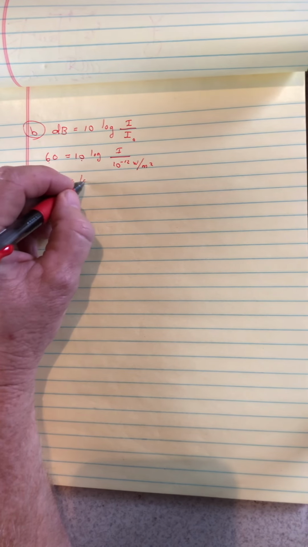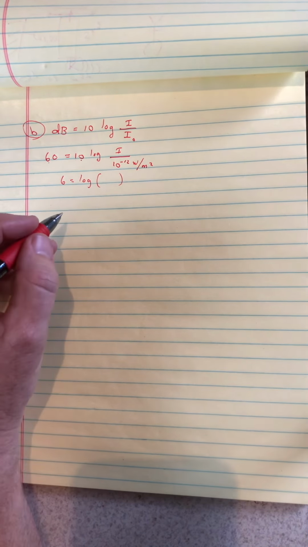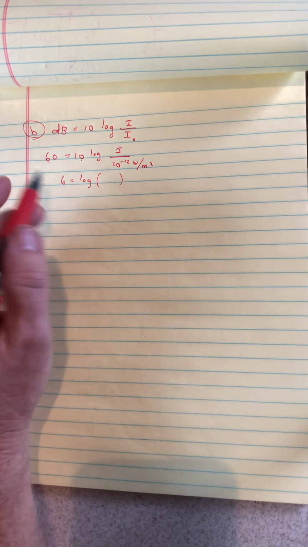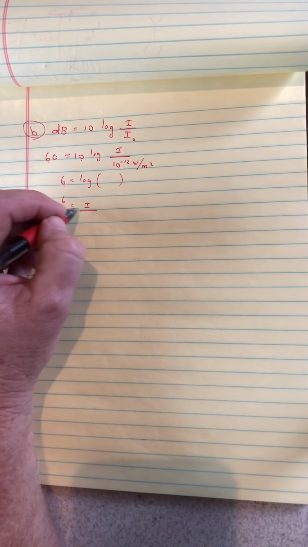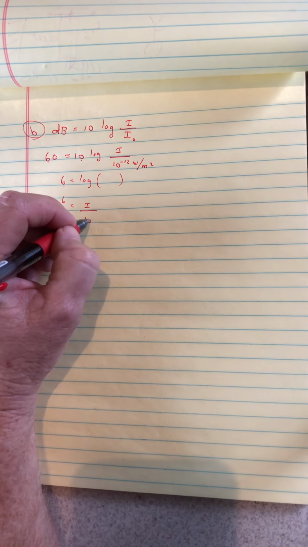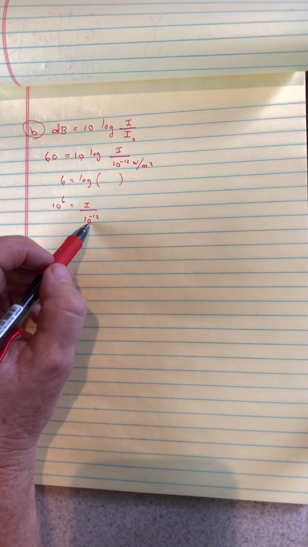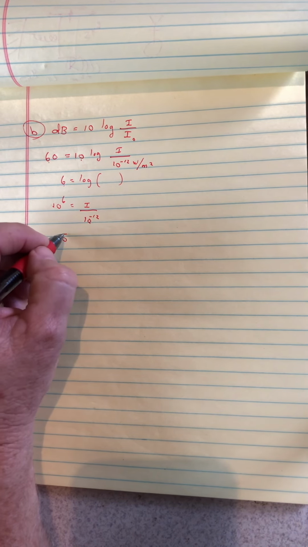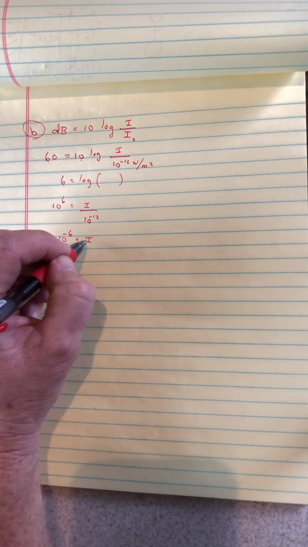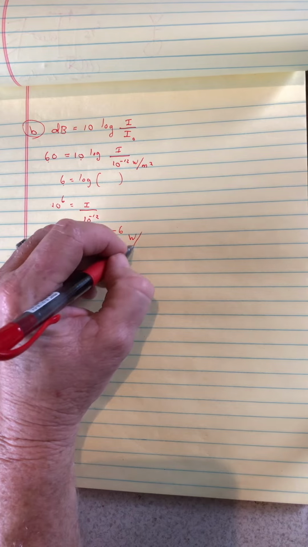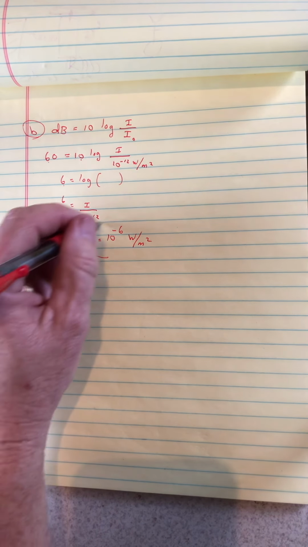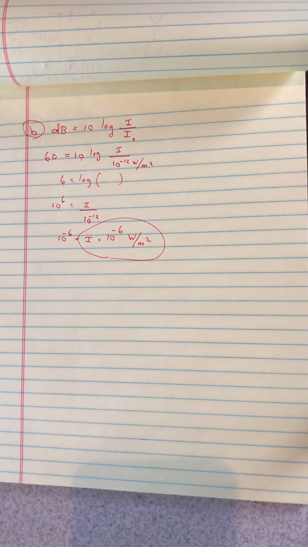So if I move the 10 to this side, I get a 6, and I'll just go log of that stuff. And then I'll take the anti-log, because that would be a million, so 10 to the 6th, once we get rid of the log, and then this will be 10 to the minus 12. And then if I bring this to the other side, that's 10 to the minus 6. And maybe I should put units. So it would be 10 to the minus 6 watts per square meter for the intensity that the person is hearing. All right. Hope that helps.